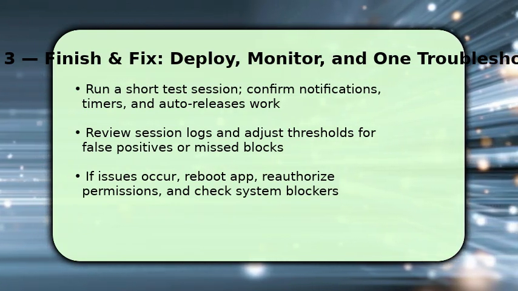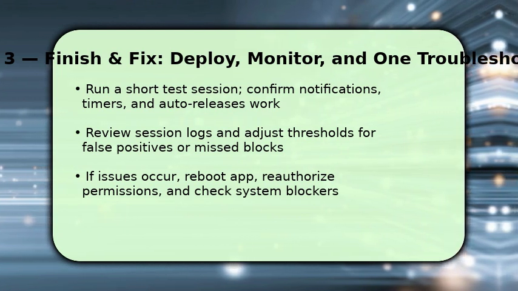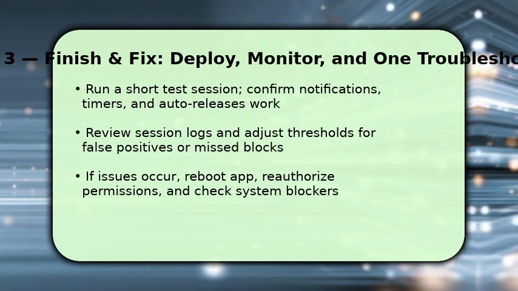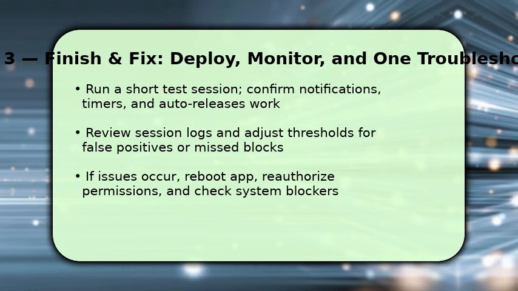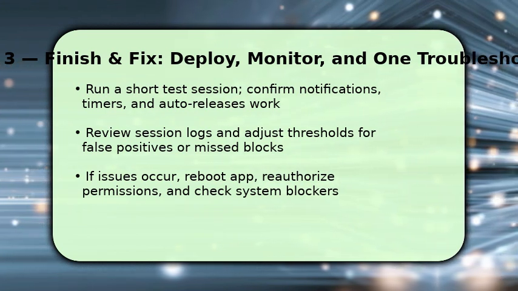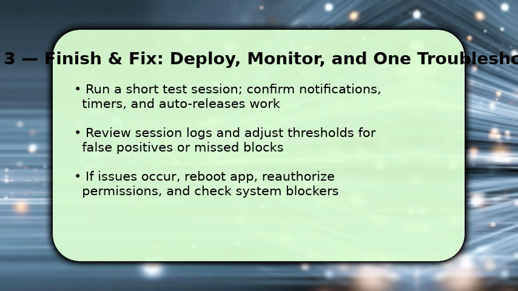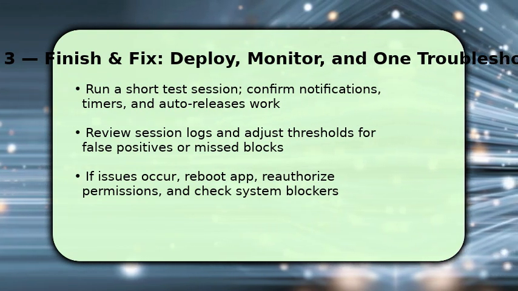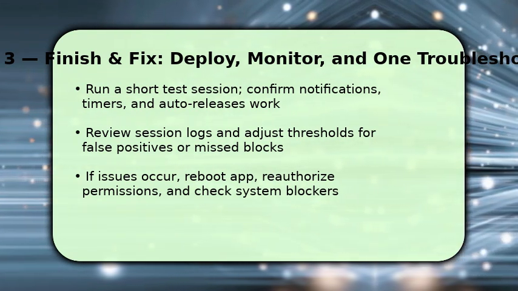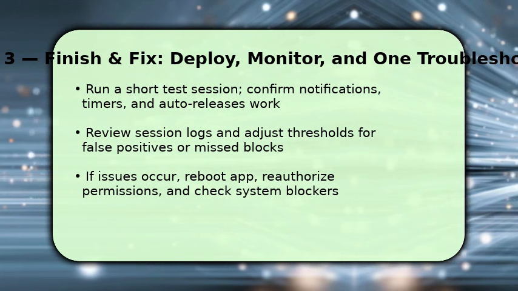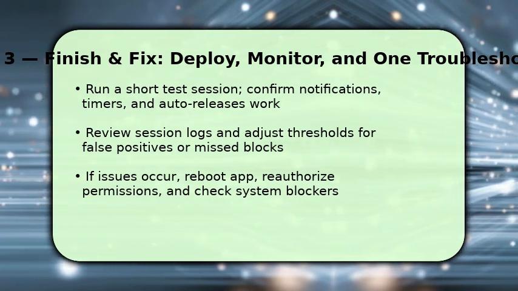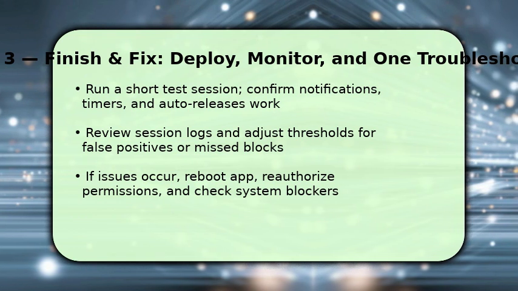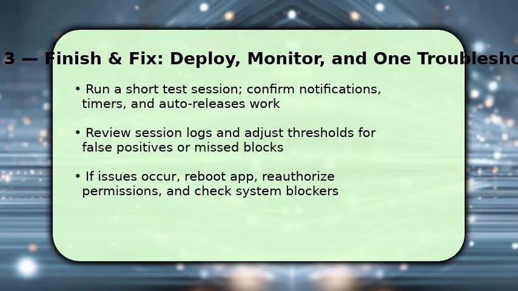Once complete, review session logs to spot false positives or missed blocks and adjust thresholds accordingly. This refines accuracy. If things go wrong, first reboot the app and reauthorize permissions, then check for system-level blockers like battery savers. This resolves most problems. If persistent, reset the focus profile and recreate only the essential rules to isolate the faulty setting.